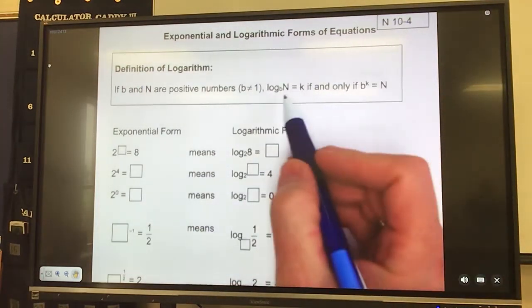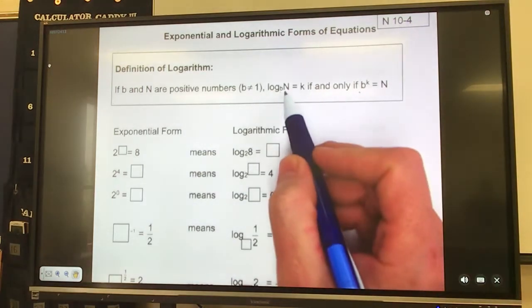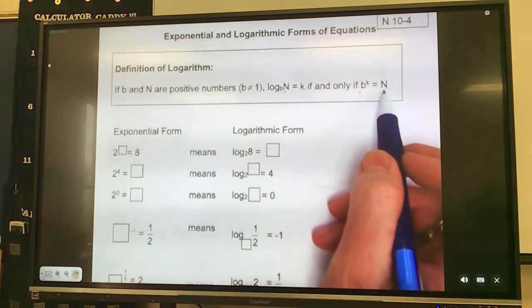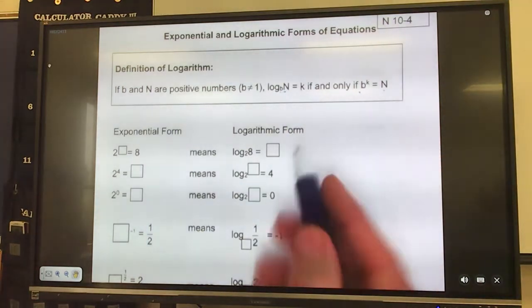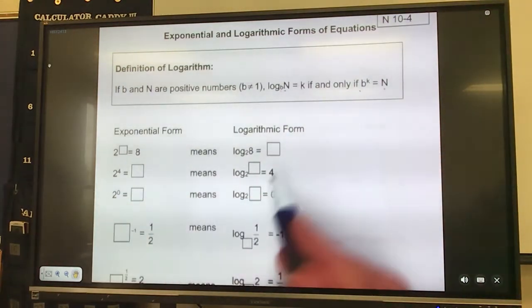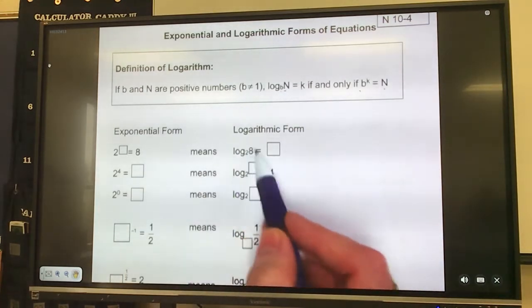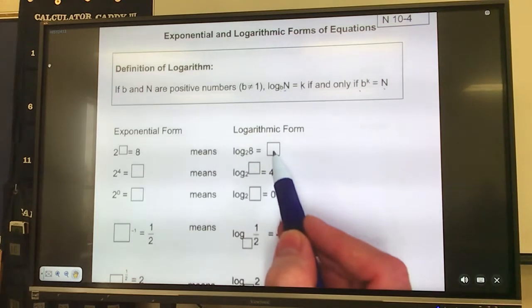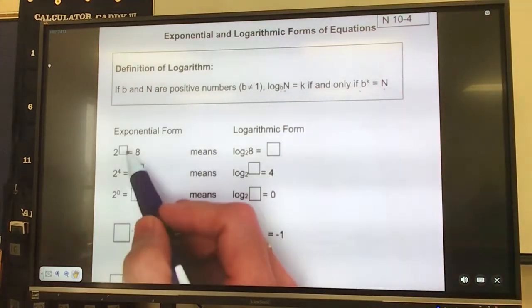As we had last time, the base still stays the base. Whatever is with the log goes across the equal sign, and whatever was on the other side of the equal sign becomes my exponent. So, as we notice on these first ones, we don't know what is missing, but we can put in our calculator log base 2 of 8 and get this number. That number would be like this k here. It would be the exponent for this one.